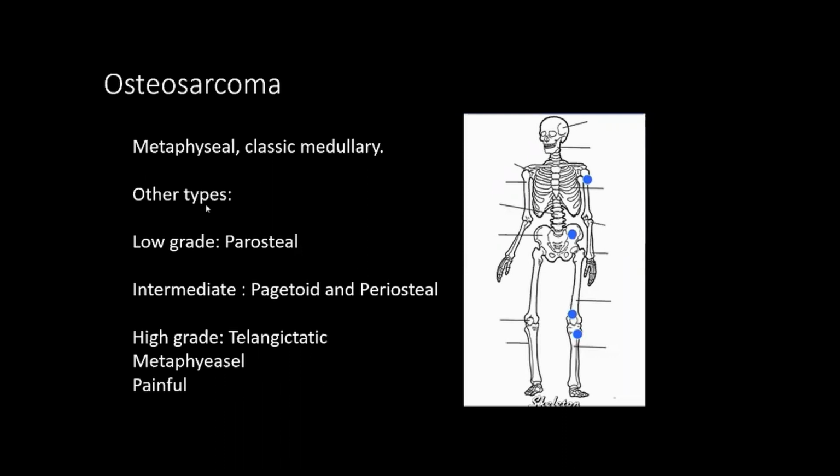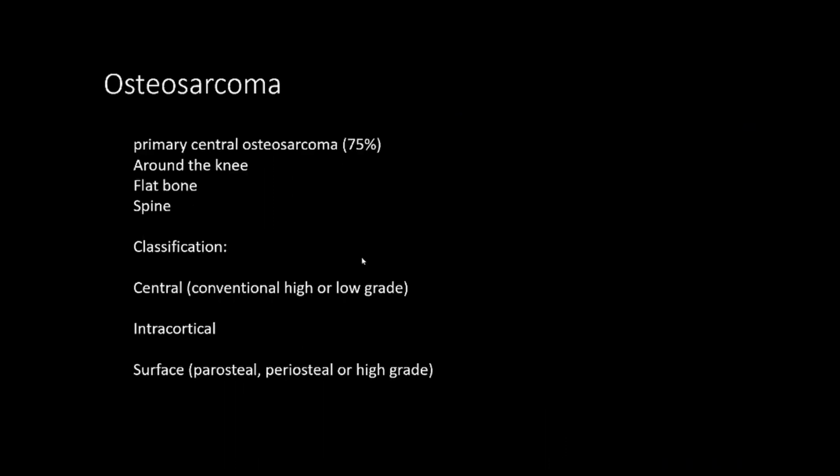It is mainly metaphyseal, and the other types would be low grade parosteal, intermediate grade periosteal, and could be high grade telangiectatic osteosarcoma. Mainly it is metaphyseal and very painful. Okay, this is a conventional osteosarcoma. It's primary central osteosarcoma. It is around the knee mainly. Flat bones can be involved, including the spine. It can be central or intracortical or surface like parosteal or periosteal, or high grade osteosarcoma.